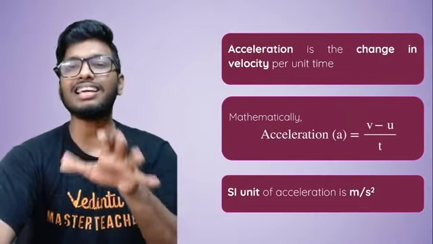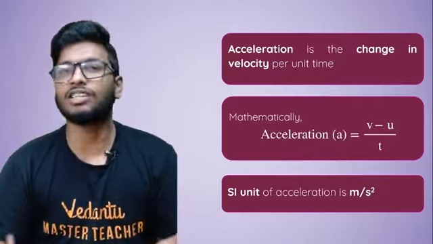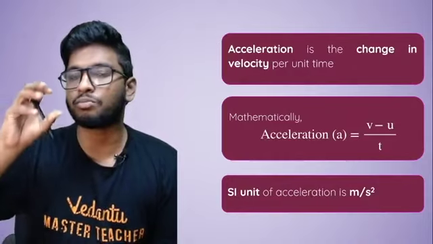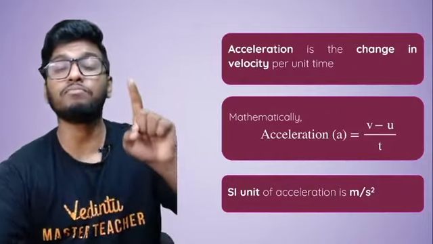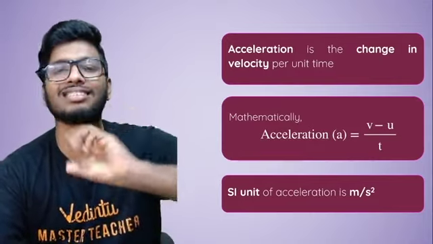Now, think about it, guys. Acceleration is also a vector quantity. That means it depends on the direction as well. It is not a scalar quantity. It has both magnitude as well as direction, which means that you can have positive acceleration, negative acceleration, as well as zero acceleration.